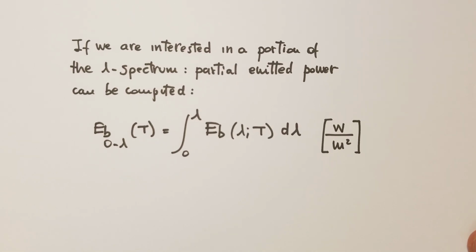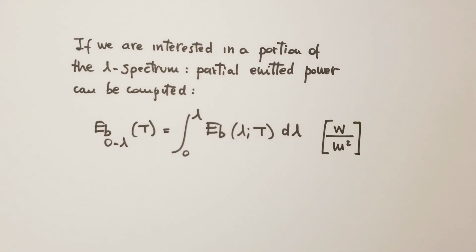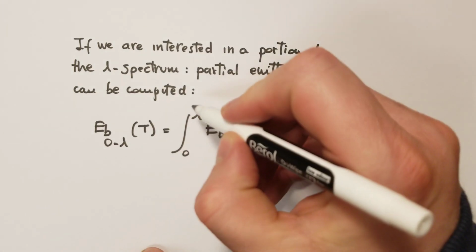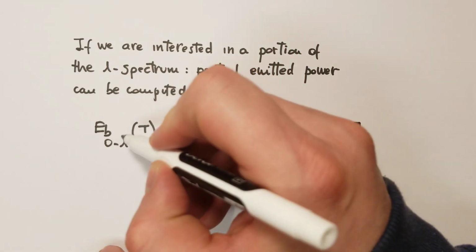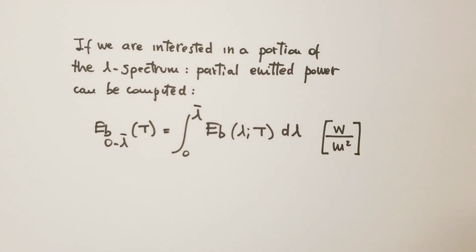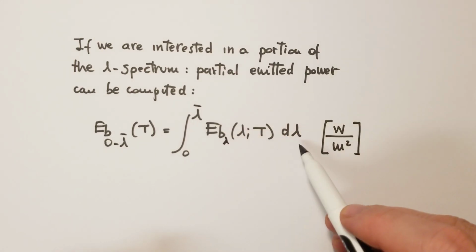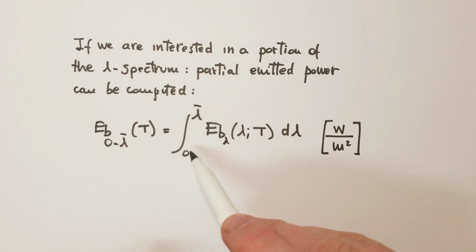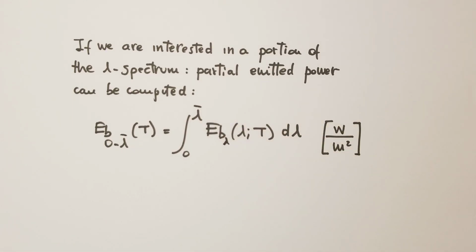Now finally, if you're instead interested in only a portion of the electromagnetic spectrum, we want to compute also only a partial emitted power. So for example, in the range between 0 and a certain wavelength, let's indicate this by lambda bar, all we have to do is integrate E_B lambda across the wavelength, but just from 0 to lambda bar.